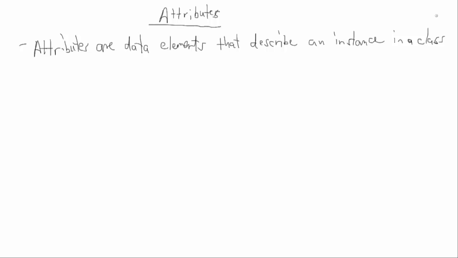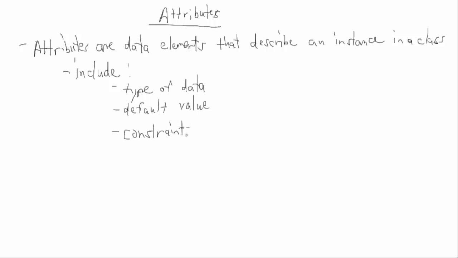All right, so the attributes are the data elements that are going to help us describe a particular instance in the class. Attributes include things like the type of data, maybe a default value. So if we're a small business, our default value for customer and the state they're in might be Mississippi. We may have constraints. Things like minimum, maximum values. Other constraints might be that a date format looks like month/day/year. So that would be a constraint.